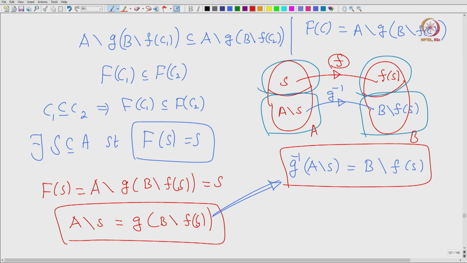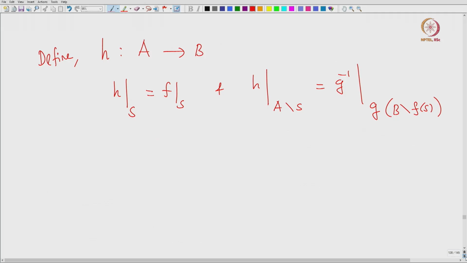So, that means if you are interested in a map from A difference S to B difference f of S, you take the G inverse map. So, that is what we are taking, which is a map from A difference S to B difference f of S. So, the way we constructed, you can see that it is a well defined map and it is injective at each part. So, that gives you h is an injective function.